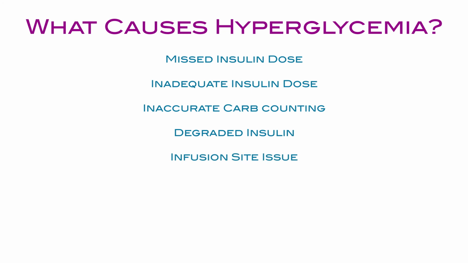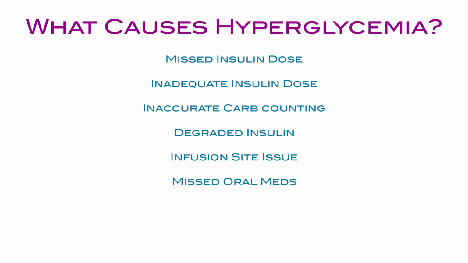Infusion site issue. An infusion site is the tubing that delivers insulin from the insulin pump to the body. If there is a blockage in the tubing, it can cause insulin delivery to stop. If I am not receiving insulin, it can cause the body to have too much glucose for the amount of insulin working in the body, which can cause hyperglycemia.